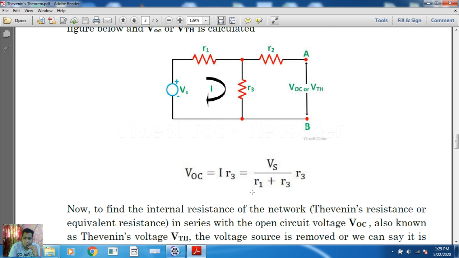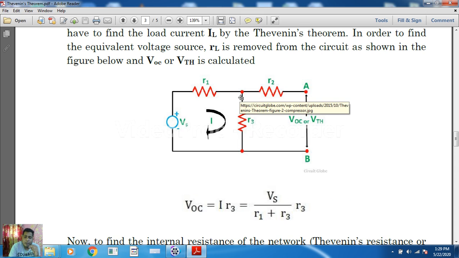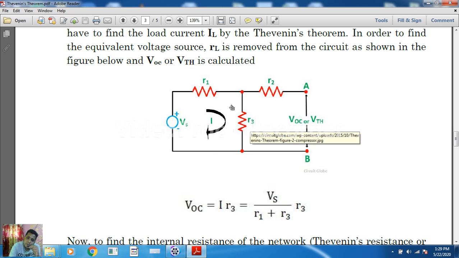So what is the voltage across R3? From Ohm's law, the voltage drop across R3 is equal to the current passing through R3 times the resistor value. We are assuming the current passing through R3 is I. So I times R3 gives the voltage drop across R3, and that will be our VTH, Thevenin's voltage across the open terminal.